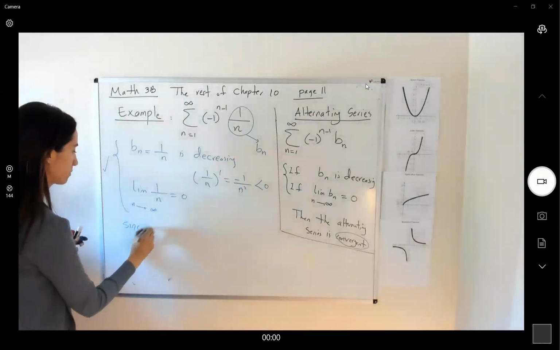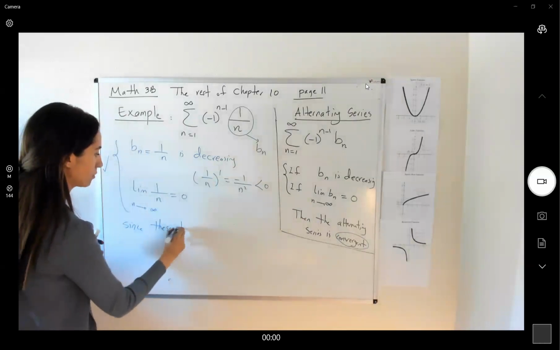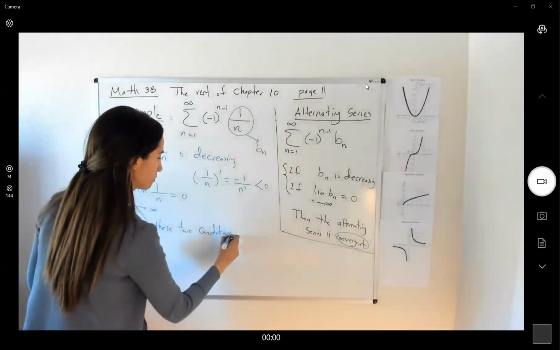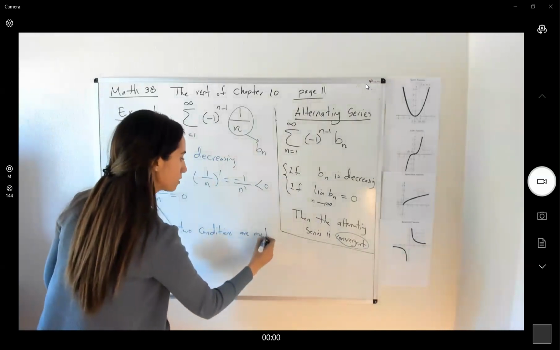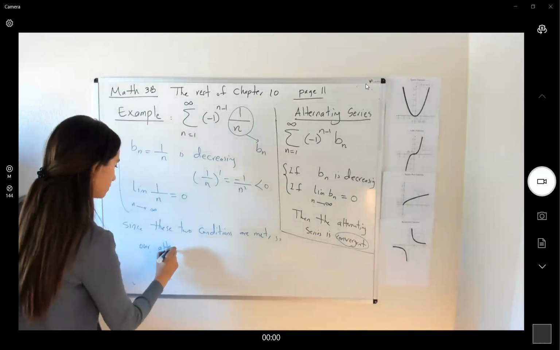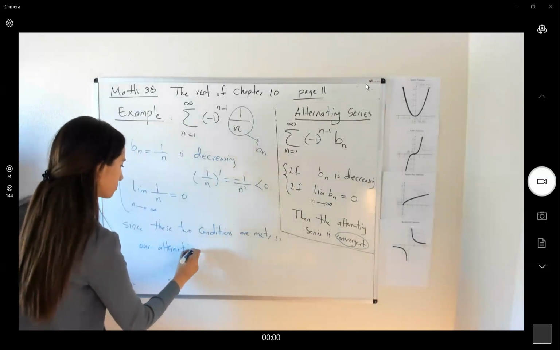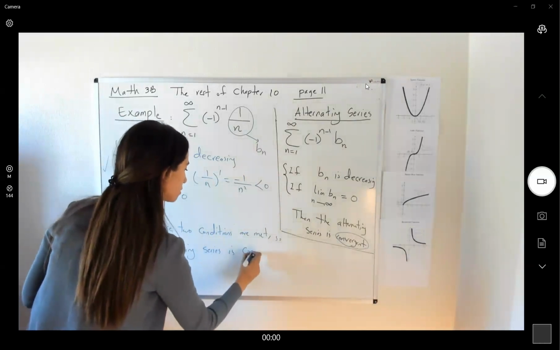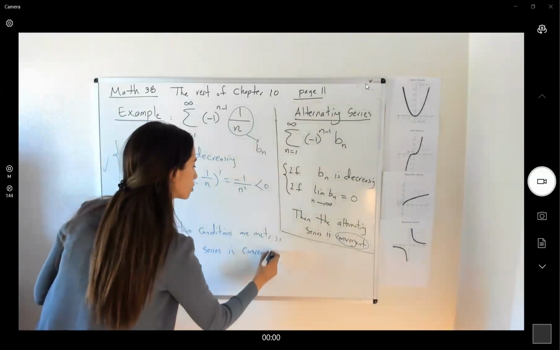So since these two conditions are met, our alternating series is convergent.